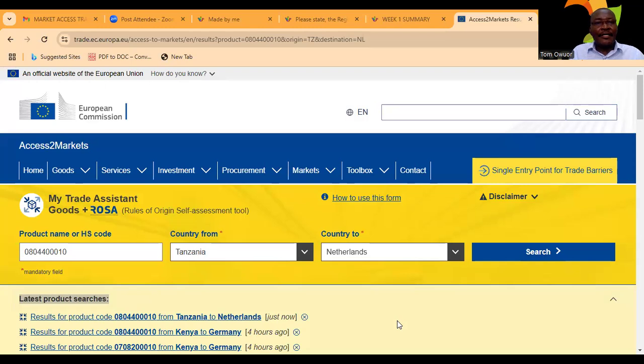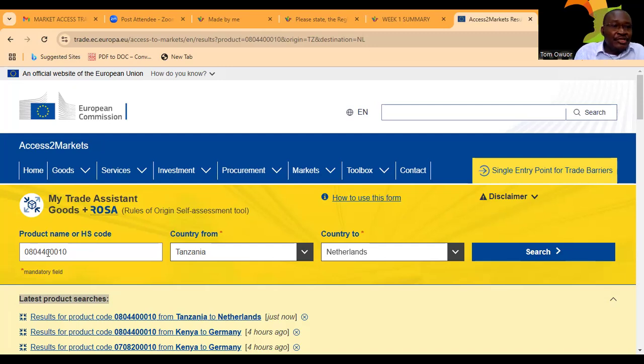All right. If you are seeing my screen, this is what I've pulled out from the slide that I was sharing with you. I want to demonstrate using the Tanzanian product that goes into the Netherlands. The product that I have selected, the HS code. HS code is basically the Harmonized System code. The Harmonized System code is an international language that goes beyond language barriers.